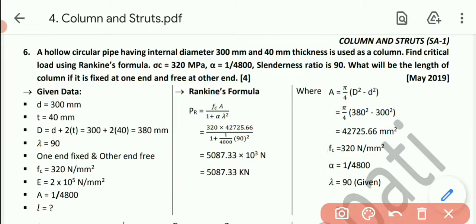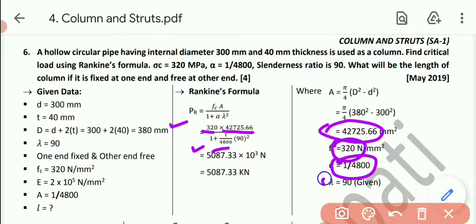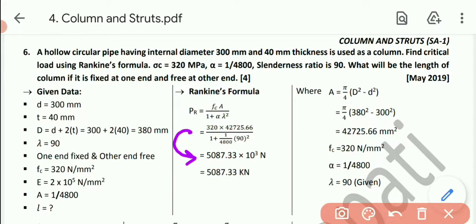Okay, so the formula is FC into area divided by 1 plus alpha lambda square. FC is 320, area is 42725.66, divided by 1 plus alpha, that is 1 divided by 4800, into lambda square. Lambda is given to us, that is 90 square. Okay, by solving this one I will get the value 5087.33 into 10 raised to 3 Newton. Let's convert it into kilonewton. So 5087.33 kilonewton. So we have solved the first unknown, that is Rankine's critical load, that is P. That problem is solved.